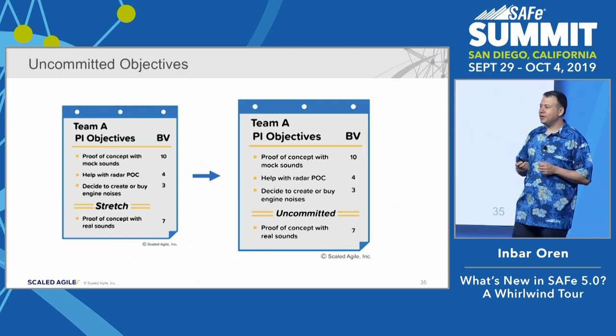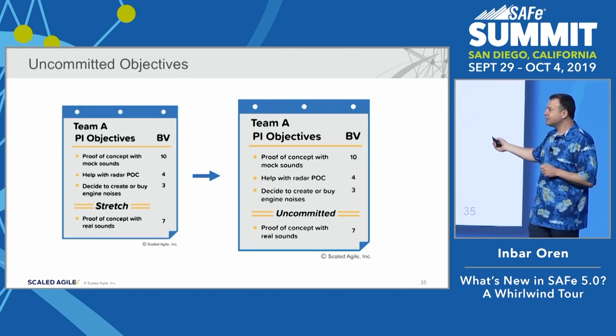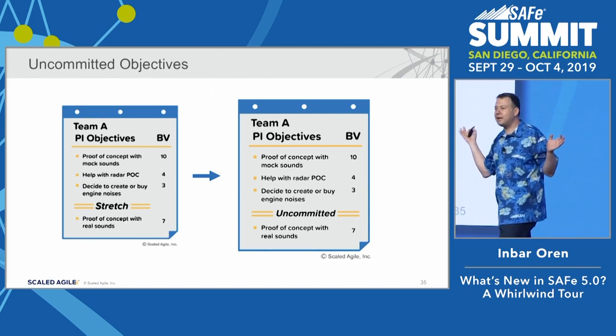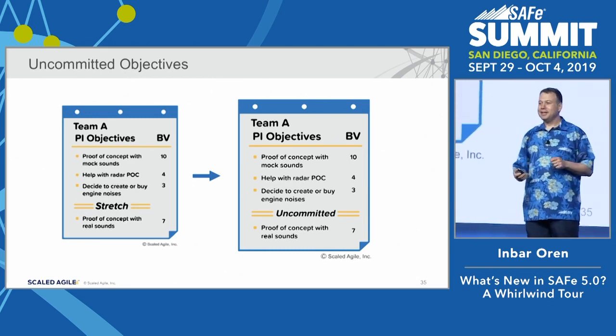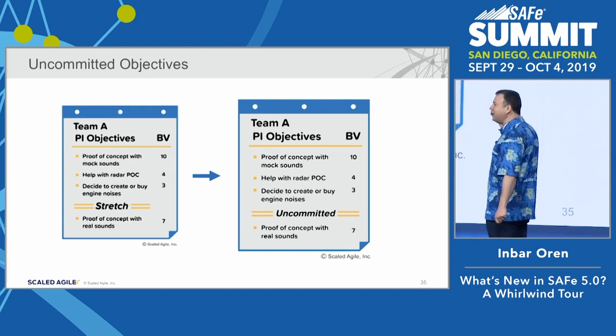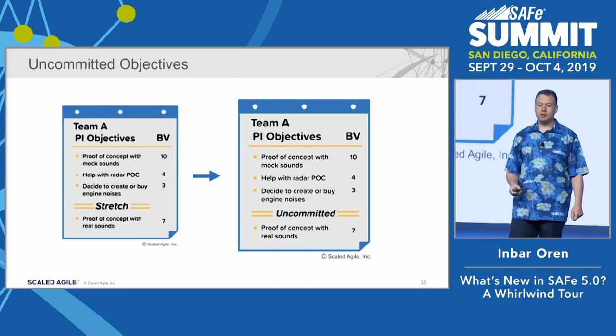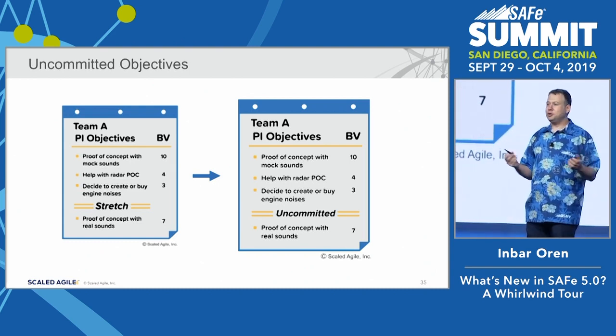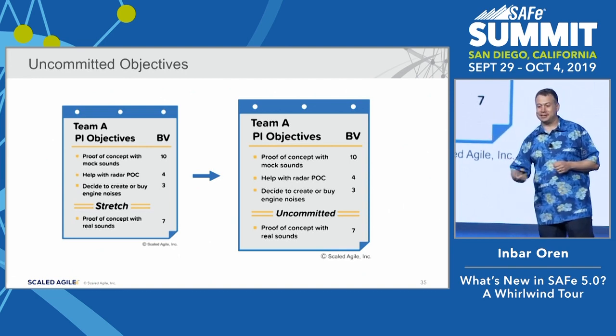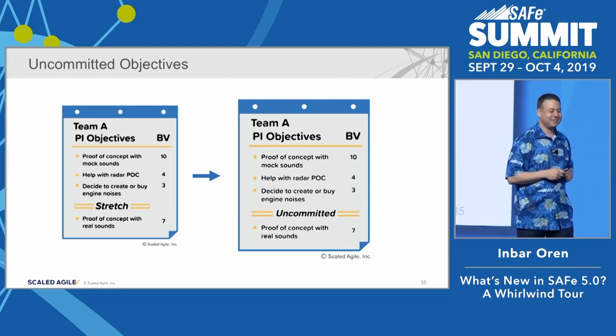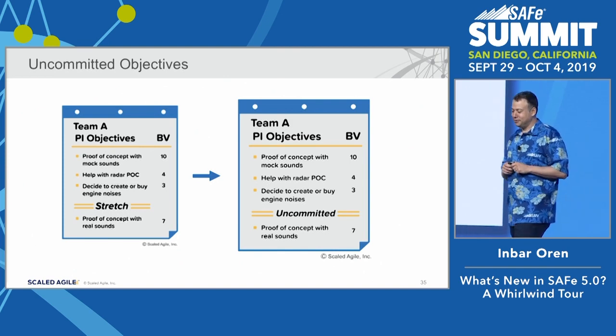We're very specific about this. These are things that won't happen if we have magical time appear out of thin air. These are things we plan for, but we cannot commit to right now. And nobody can look and say, well, it was a stretch goal, but I thought you committed to it. No, it's uncommitted objectives. So we're very clear about this with 5.0.